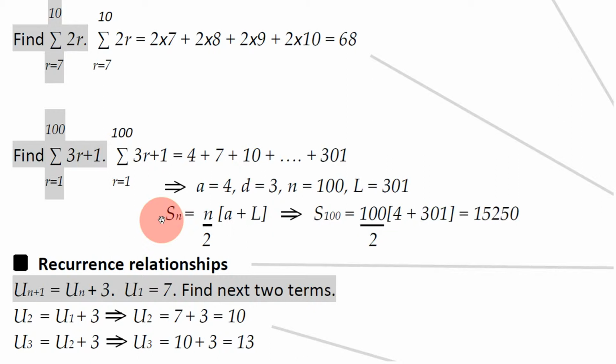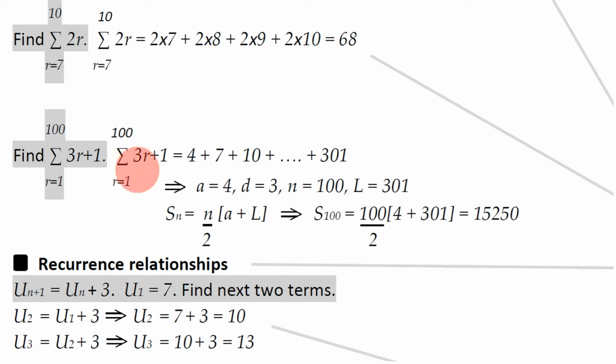So S100, since n is 100, equals 100 over 2, and again n replaced by 100, a replaced by 4, and d replaced by 3. So all those numbers substituted in, and if you work that out, that's 305 divided by 2, which is 152.5, and times by 100 gives you 15,250.